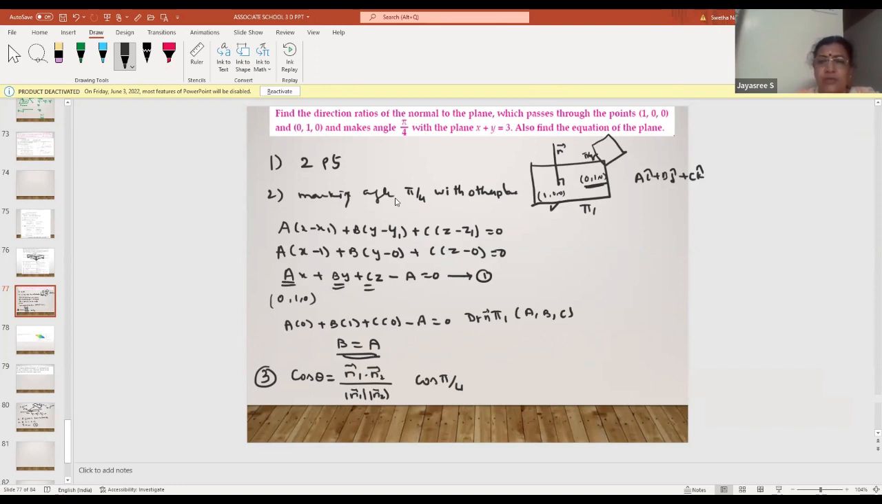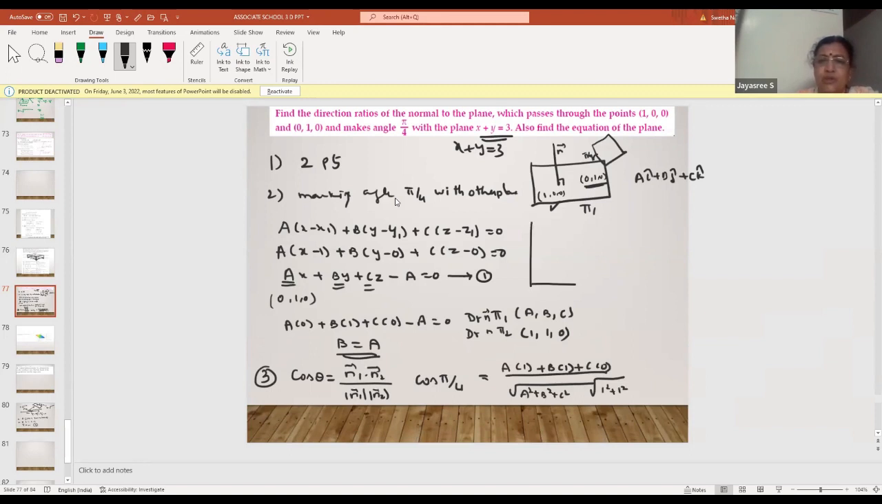Of course, in the beginning also I took it. Direction ratio of normal to pi 2 plane. Pi 2 plane is x plus y is equal to 3. So the normal will be 1, 1, and 0. So if I take it, cos pi by 4 is equal to n1 dot n2 by magnitude n1 into magnitude n2. n1 dot n2, if I do it, a into 1 plus b into 1 plus c into 0, by root of a square plus b square plus c square into the magnitude of n2, which is root of 1 square plus 1 square.